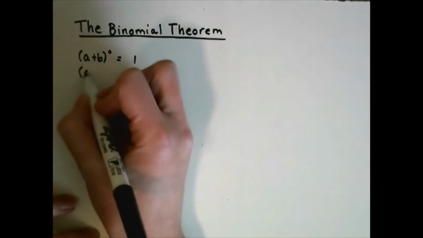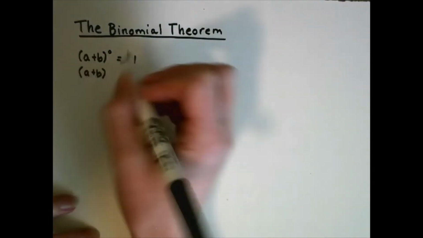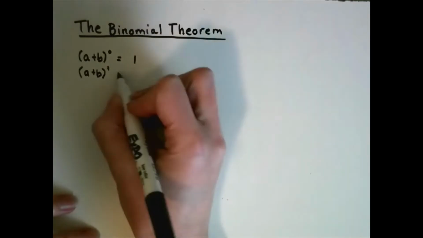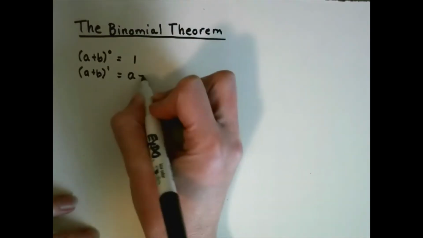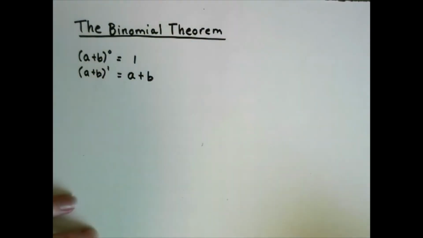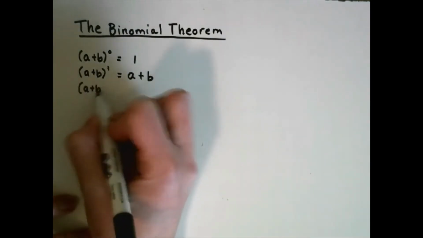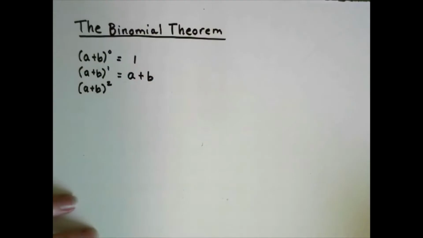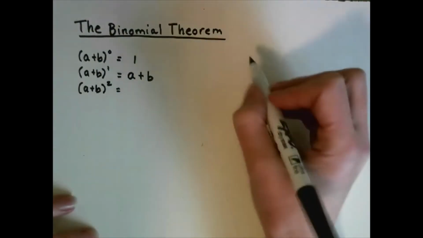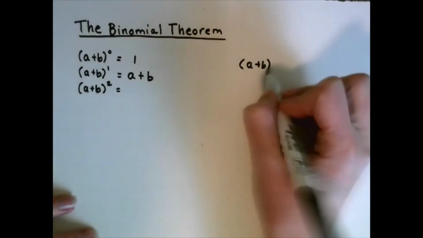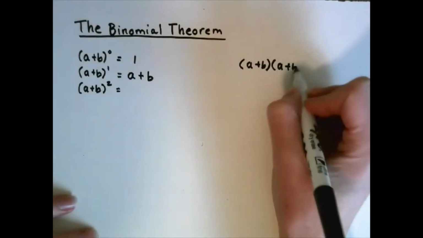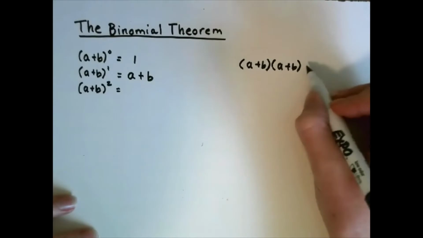Next we're going to have a plus b to the 1, which would just be a plus b. Next is going to be a plus b squared. If I want to do that, I'm going to do the math off here to the side. A plus b times a plus b, right? We're going to FOIL that.